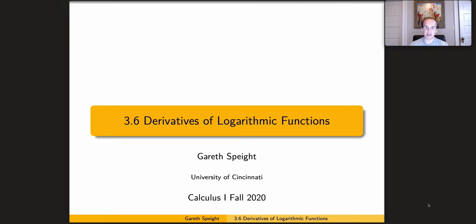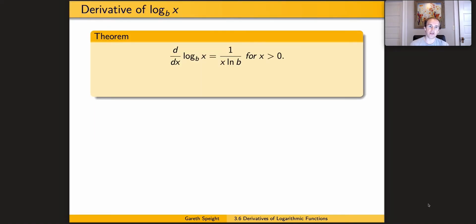And this makes it way easier to differentiate functions because, for instance, the derivative of a sum is much easier to do than the derivative of a product, and so on. So let's get started. The first derivative we need to know is the derivative of log to the base b of x is 1 over x times natural logarithm of b for x bigger than 0. And if we insert base b equals e into this, then we get the well-known formula for the derivative of ln x.